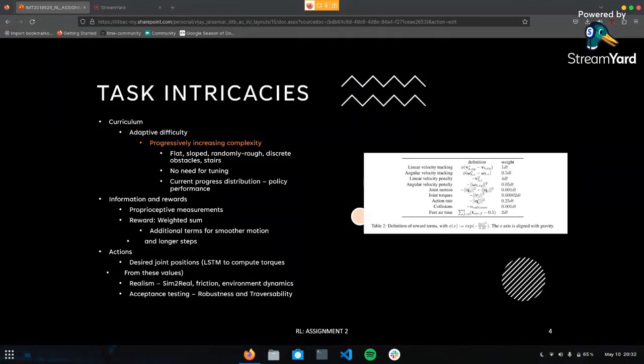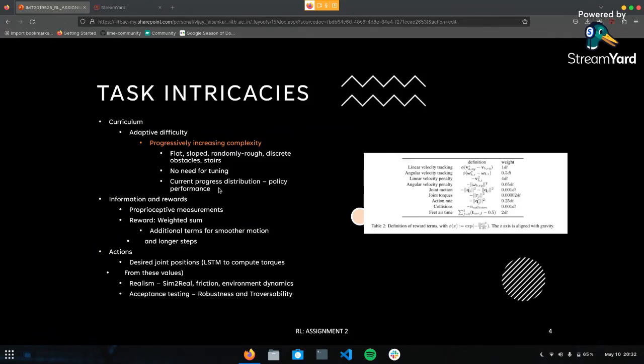So the way it works is the mesh is organized into progressively increasing complexity zones. For example, you could have just a flat surface in the first zone, and then you could have stairs in the third zone. And instead of shifting robots from zone to zone, they shift them from point to point in that zone itself. For example, you can see here there's flat, sloped, randomly rough, discrete obstacles and stairs. These could represent different complexities. There's no need for tuning again.